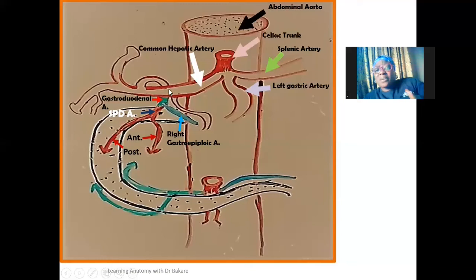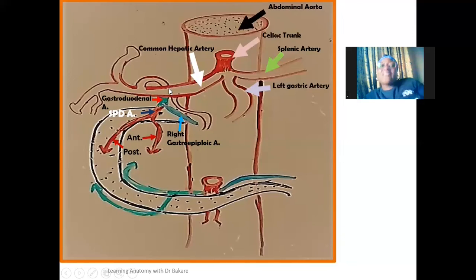Also, going back to the common hepatic artery, from the name, hepatic means liver. It means that this artery is driving towards the liver to supply the liver oxygen. But along its way, it gives off the gastroduodenal artery, and that is why we have the emergence of the superior pancreaticoduodenal artery and also the right gastroepiploic artery.